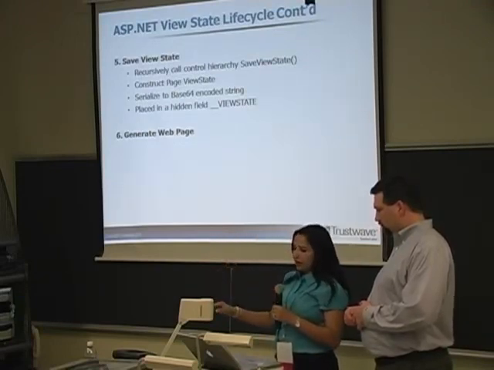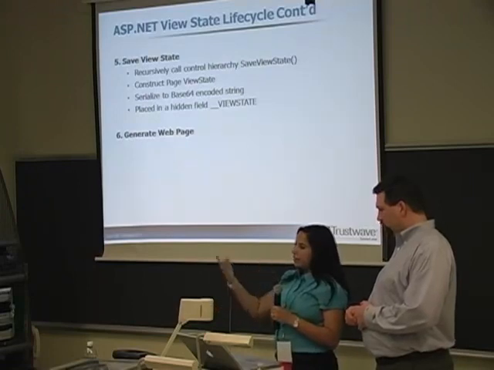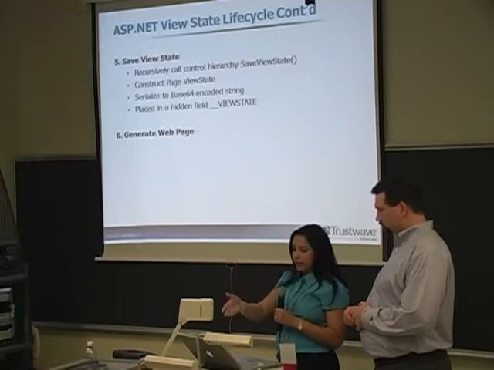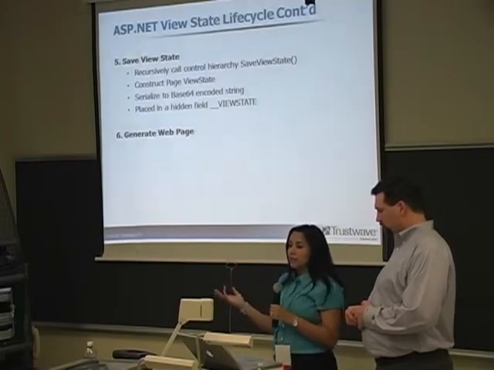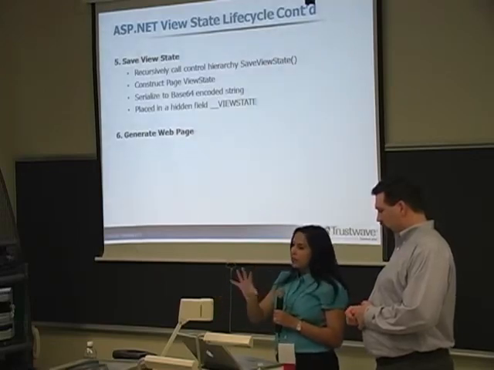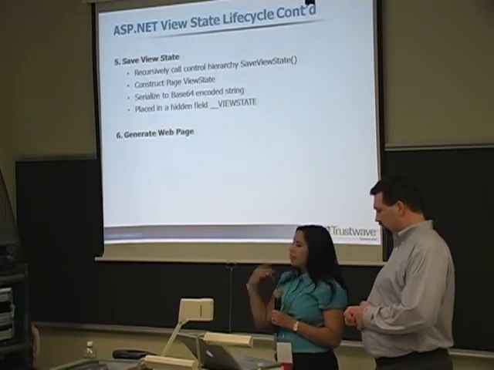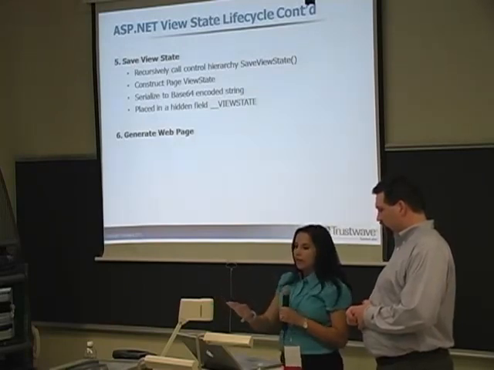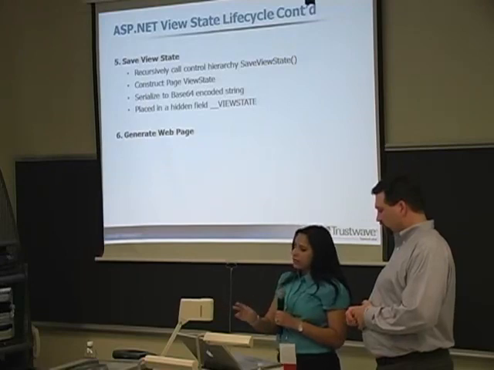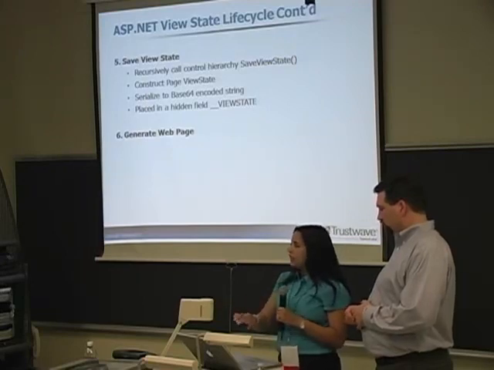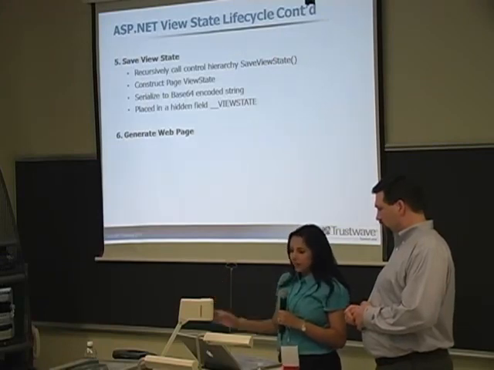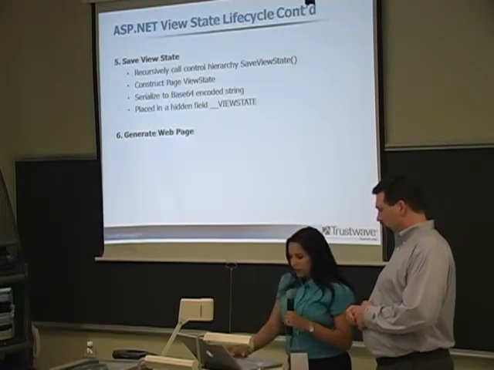It recursively calls that control hierarchy and checks if any of those components are interested in saving their state by invoking the SaveViewState method. It constructs the page view state, serializes it to a base 64 encoded string, and places it in a hidden field, __VIEWSTATE. Again, this does not have to be put into this hidden field. That's just how it's commonly done. It can be kept on the server as well. And then you're ready to generate the web page.